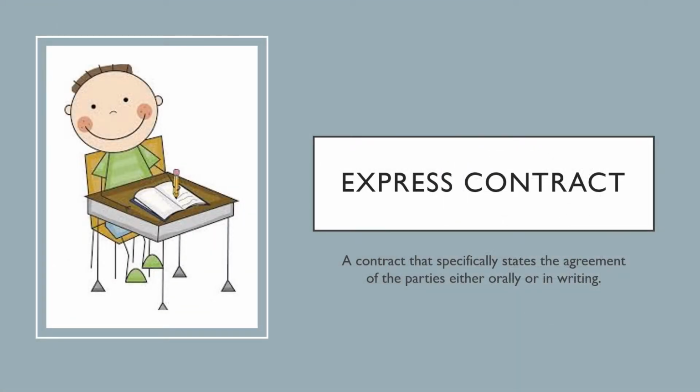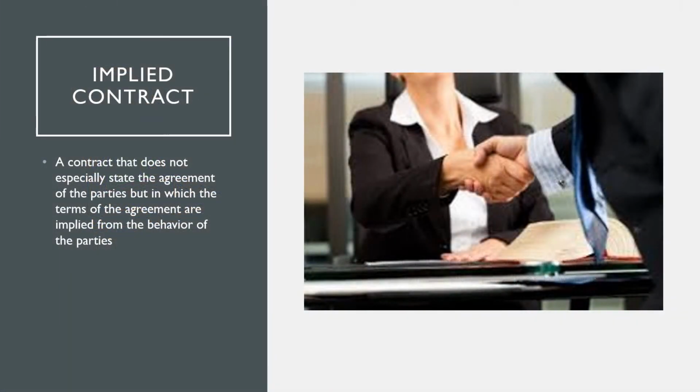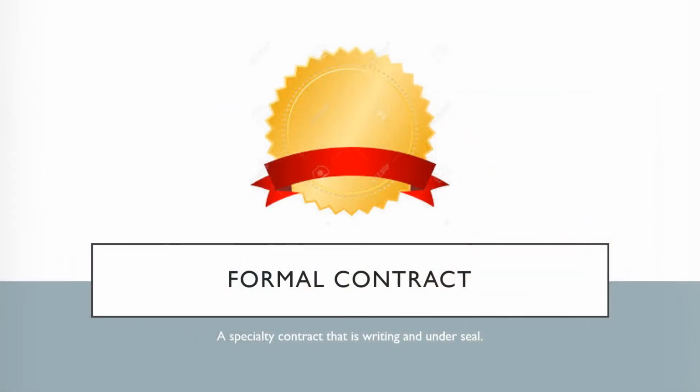An express contract is a contract that specifically states the agreement of the parties, either orally or in writing. An implied contract is a contract that does not specifically state the agreement of the parties, but in which the terms of the agreement are implied by the behavior of the parties. A formal contract is a specialty contract that is in writing and under seal.